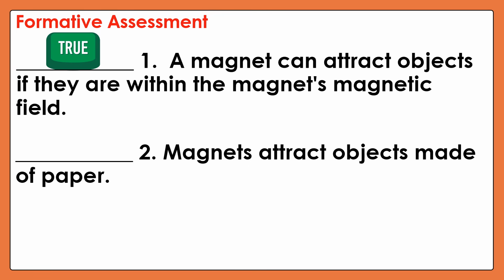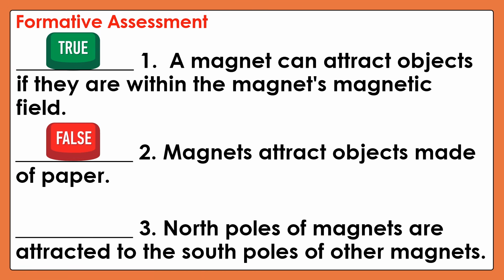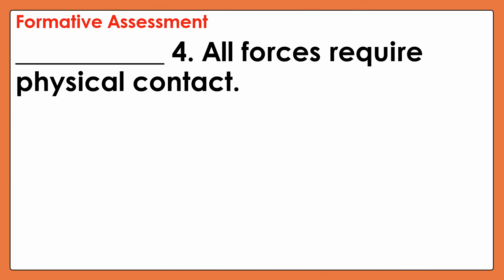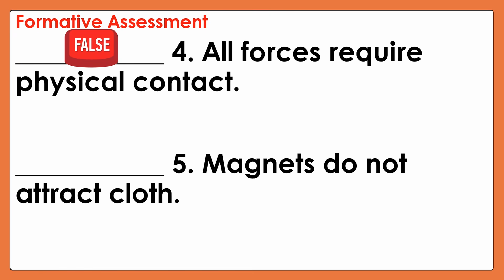Number 2, magnets attract objects made of paper. The answer is false. Number 3, north poles of magnets are attracted to the south poles of other magnets. The answer is true. Number 4, all forces require physical contact. The answer is false. Number 5, magnets do not attract cloth. The answer is true.